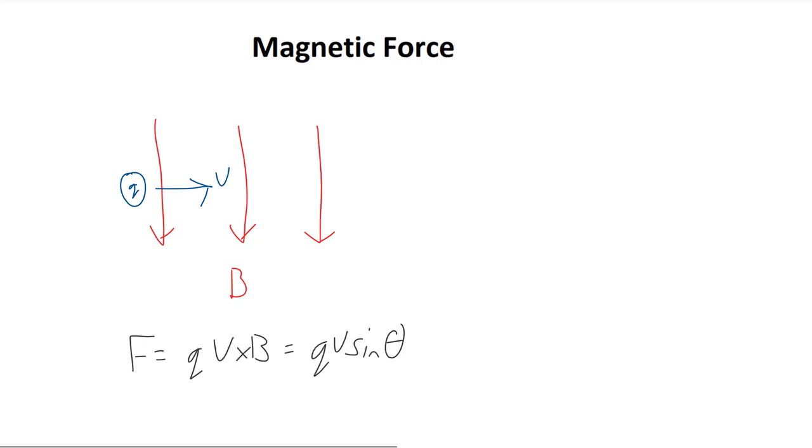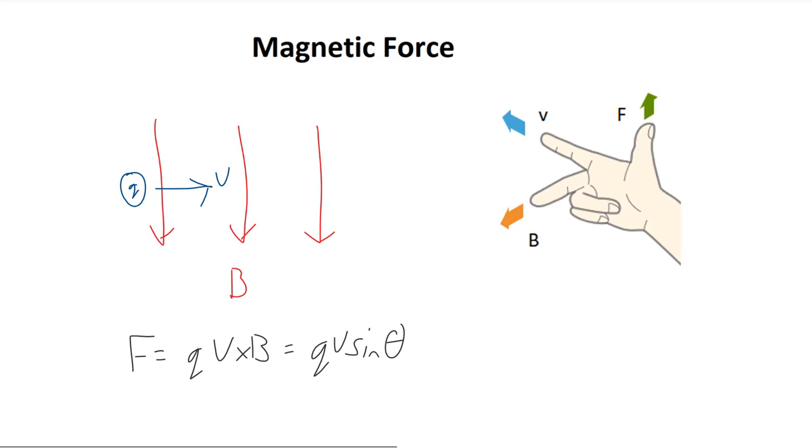I have just shown you how to calculate the magnitude of the force, but remember, force is a vector. It must also have a direction. How do we work out the direction? Well, again, we have a hand rule, in this case a right-hand rule, for determining the direction of the force. Again, if we take our right hand, with the velocity vector pointing in the direction of our first finger, the finger next to the thumb, and our second finger pointing in the direction of the magnetic field, then our thumb is pointing in the direction of this magnetic force.